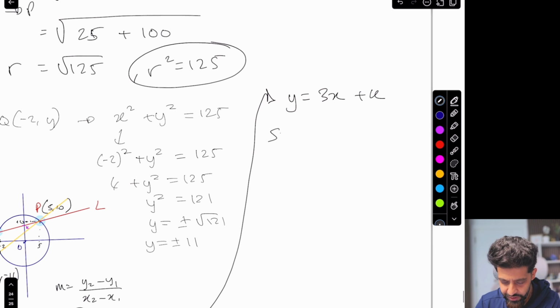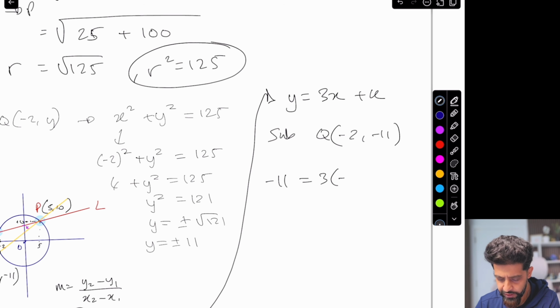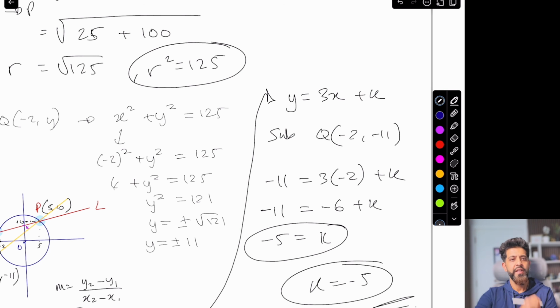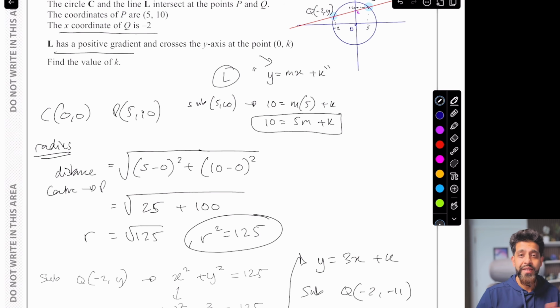Now we're going to sub our Q value in there, which was (-2, -11). Minus 11 is equal to 3 times minus 2 plus k. That's minus 11 is equal to minus 6 plus k. Add that 6 to the other side, you get minus 5. There you go. k is equal to minus 5. And that's the answer right there. So that's the last question.